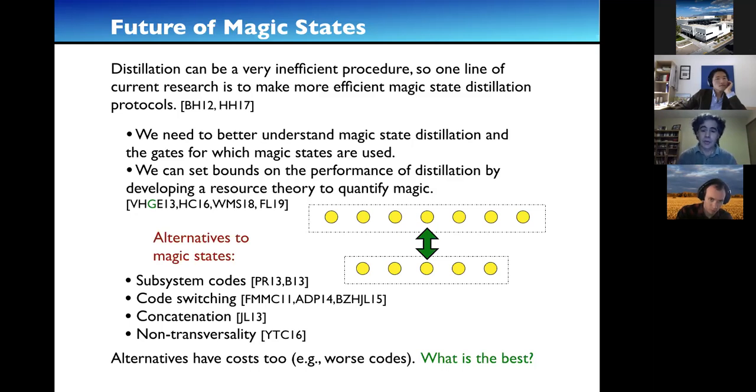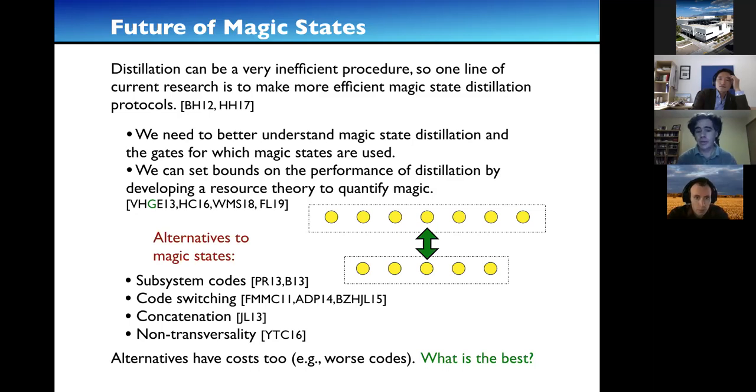Okay, so then there's a whole separate line of research, which is coming up with different ways of doing fault-tolerant gates that don't involve magic states. And so there's a whole variety of ideas known. There's ideas using subsystem codes. There's ideas using switching between different quantum error correcting codes. There's ideas using concatenation. There's ideas using non-transversal gates in a very controlled way so that you can keep track of where the errors are.